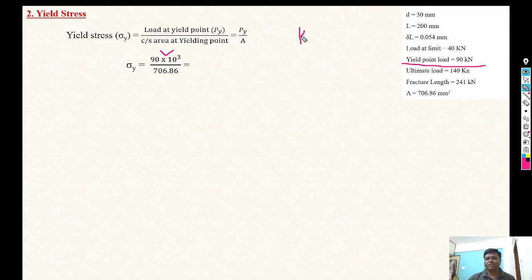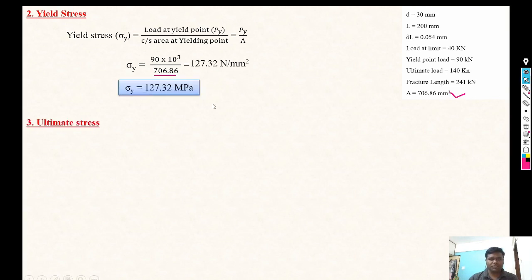Here we have converted kilonewton to newton, that is 10 to the power 3, because stress is in newton per mm square. Correct. So just convert your 90 kilonewton into newton. Area is 706.86. So we will get that answer, 127.32 newton per mm square. Okay, this is our final answer.